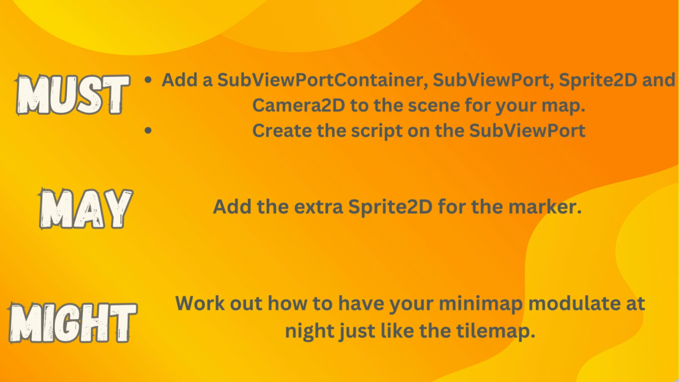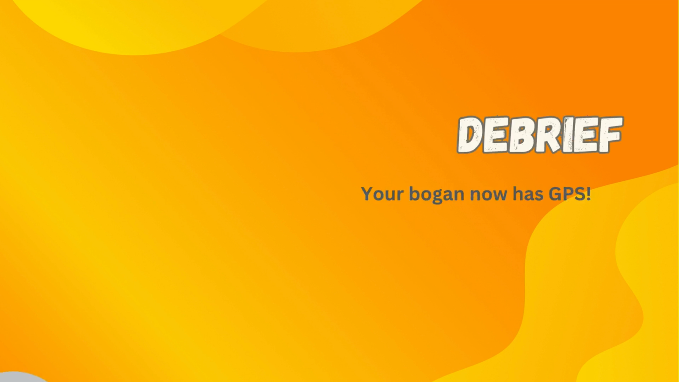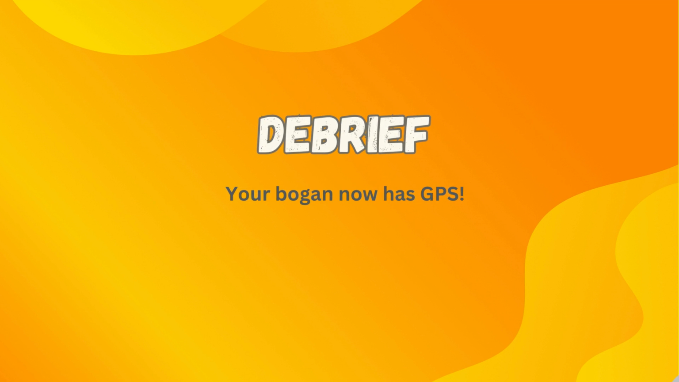And what you may think about doing is working out how to have your minimap modulate at night, just like the tile map does. Have a think about how to achieve that. If you've achieved all that, your Bogan now basically has his own GPS.